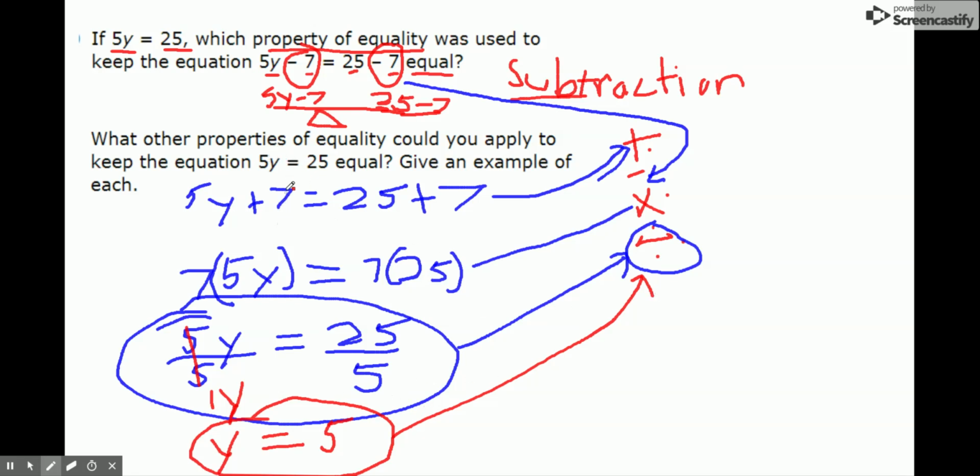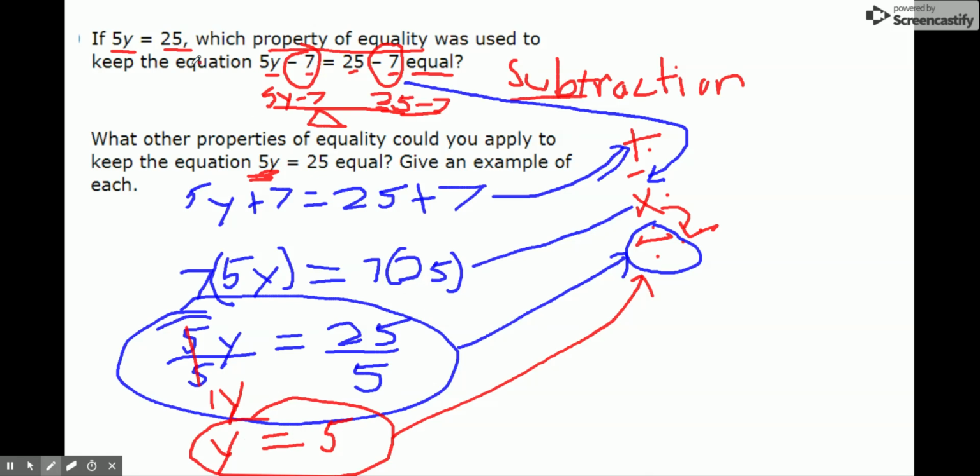And how do you know to use division to figure out what y is? Well, it's because in the actual algebraic equation, it's using multiplication. It's saying 5 times y. So you just use the inverse operation, which for multiplication is division. And you can use that and actually figure out what y is.